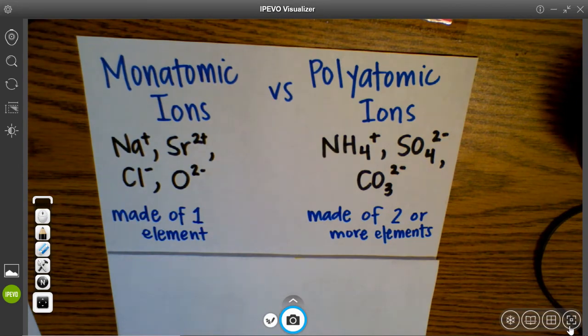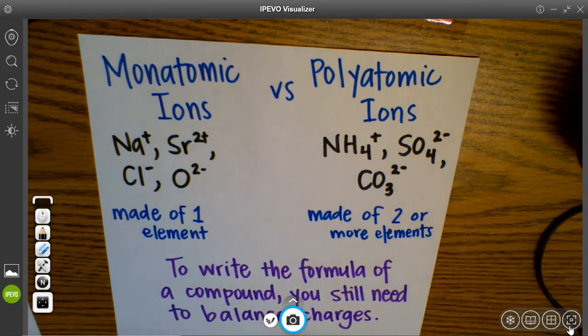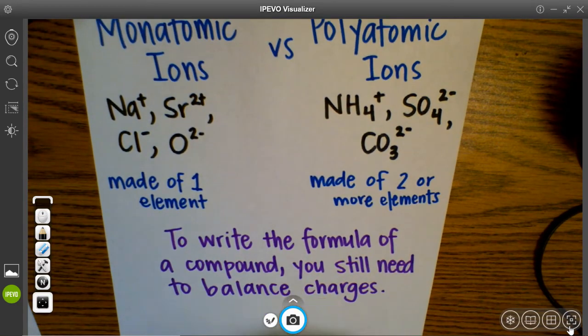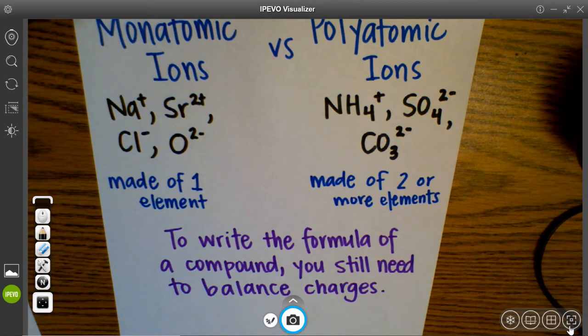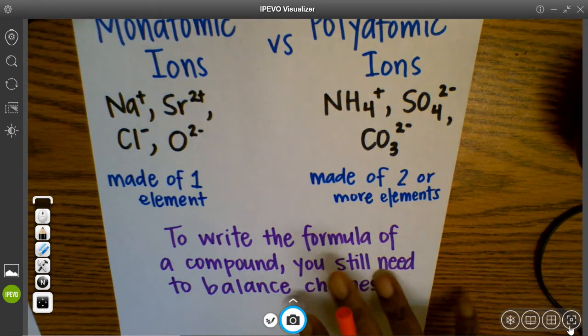So that's pretty neat. Writing the formulas, we're still going to balance the charges. So making sure that our positive ions equal our negative ions, that's still going to happen even with polyatomic ions being in this case. All right, so let's just look at an example, and we'll look at more of these in class.